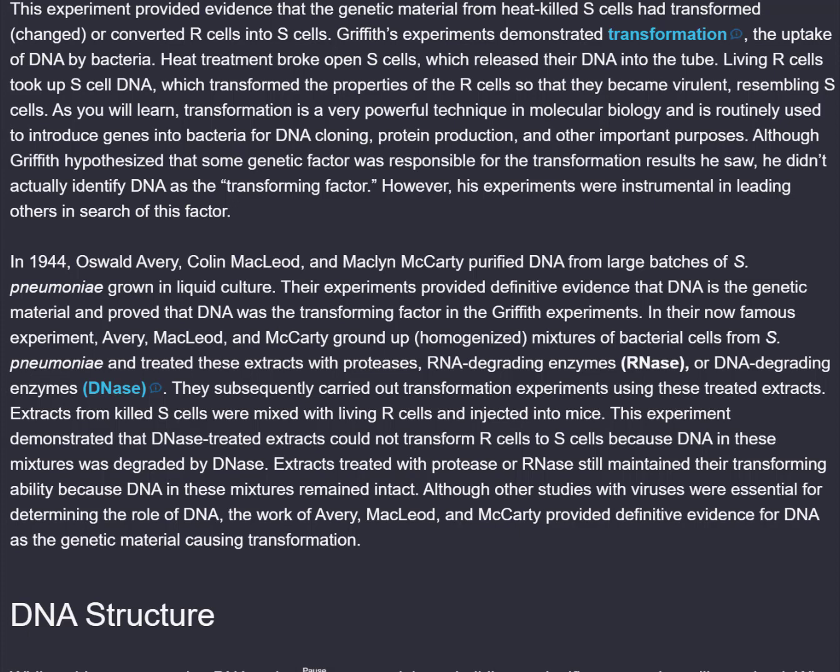Although Griffith hypothesized that some genetic factor was responsible for the transformation results he saw, he didn't actually identify DNA as the transforming factor. However, his experiments were instrumental in leading others in search of this factor.